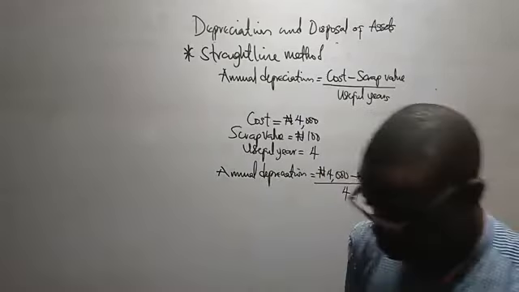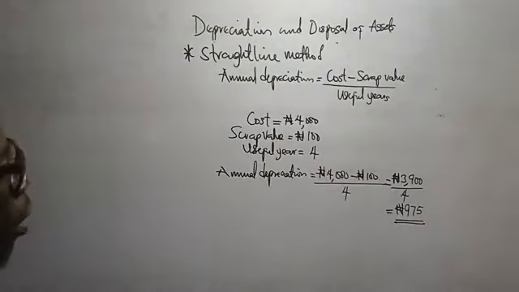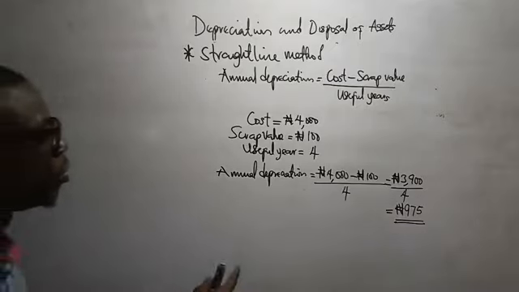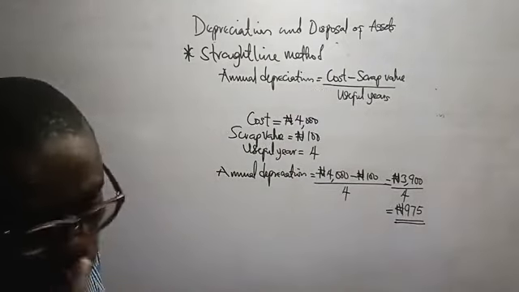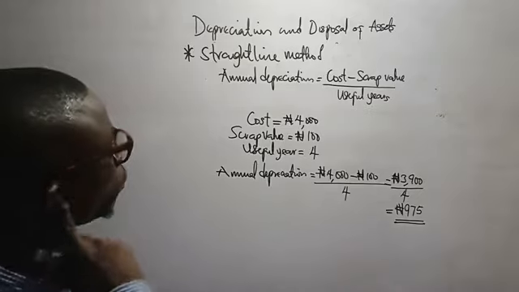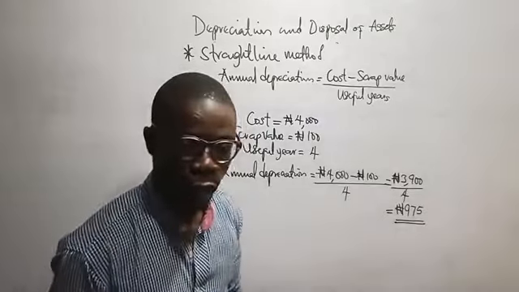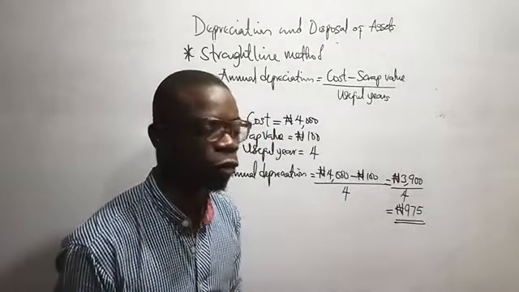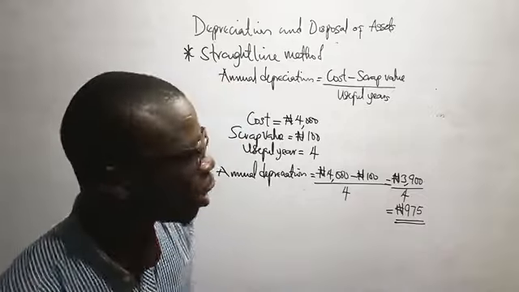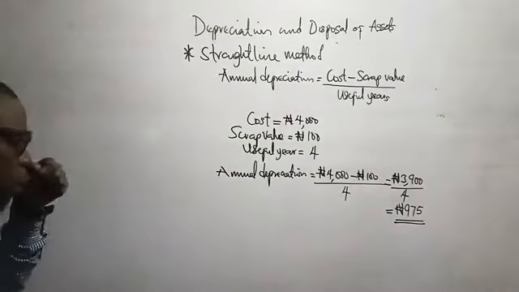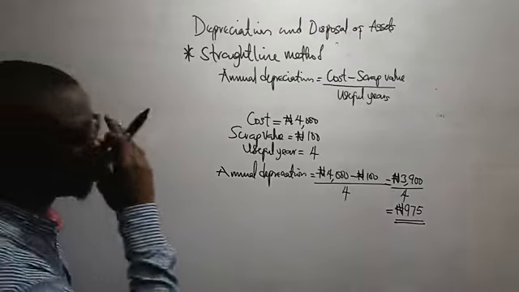Am I communicating? Yes, sir. Now, if you know that the value of an asset will be decreasing by 975 naira every year, that means you can agree with me that the asset will be fully written off at the end of year 4. Let's look at this question now. Let's now calculate the carrying amount of the asset at the end of year 3.